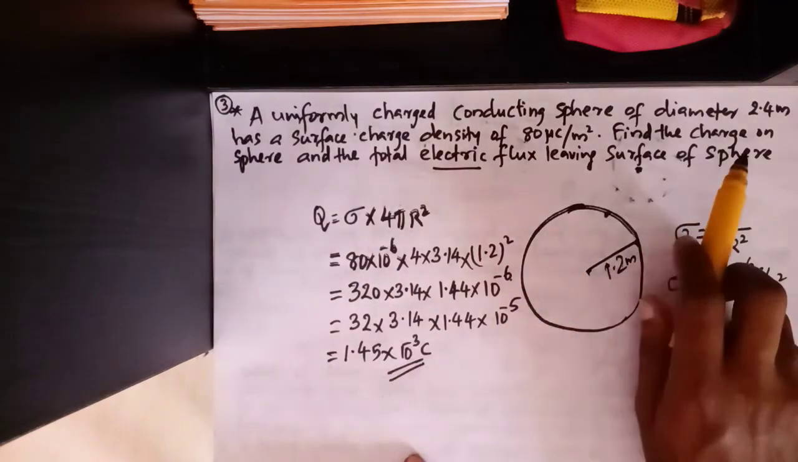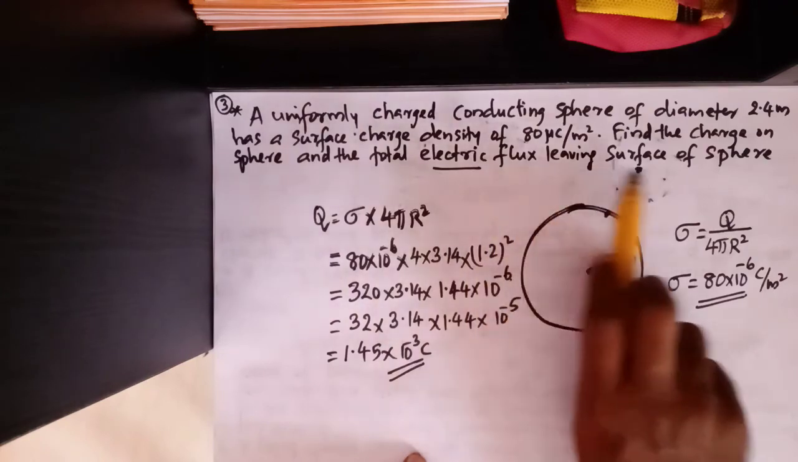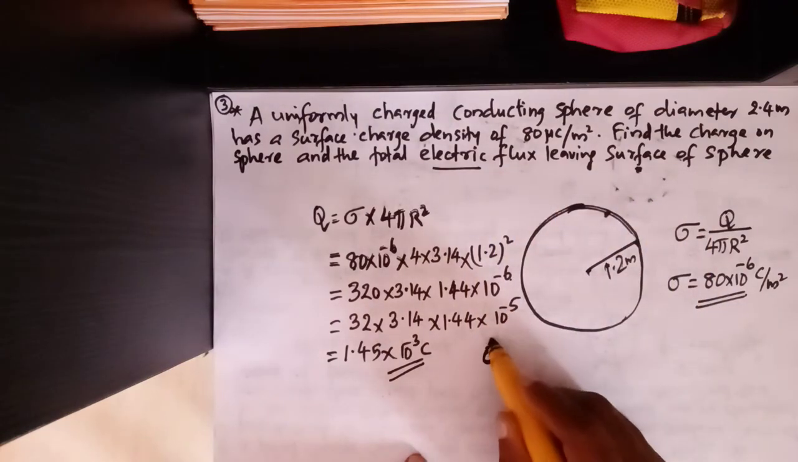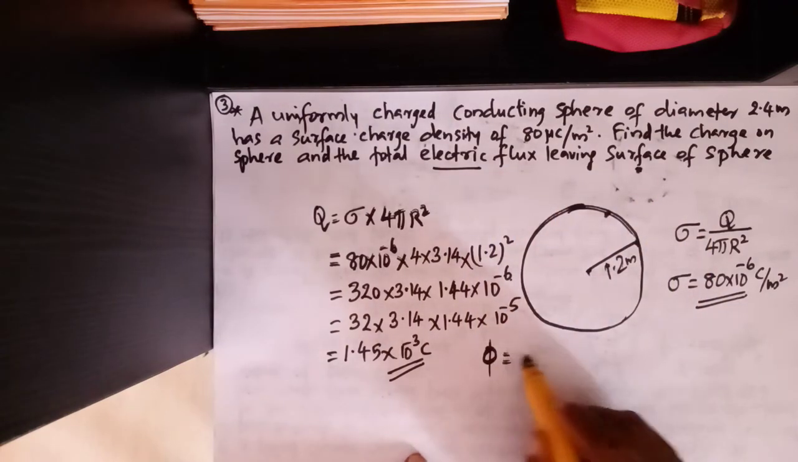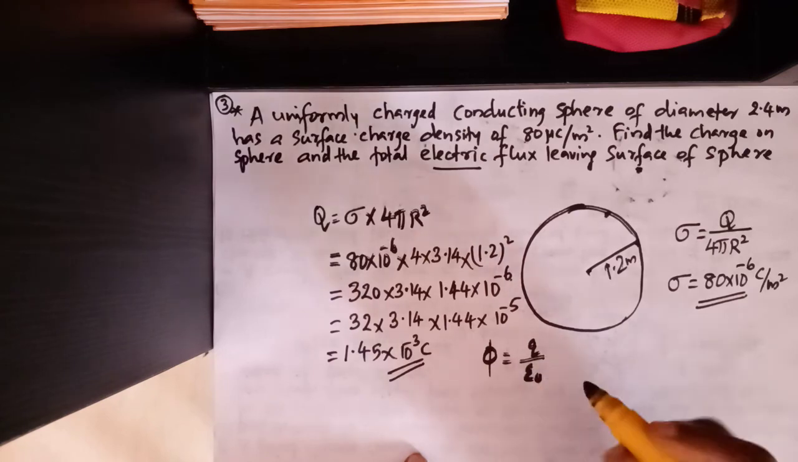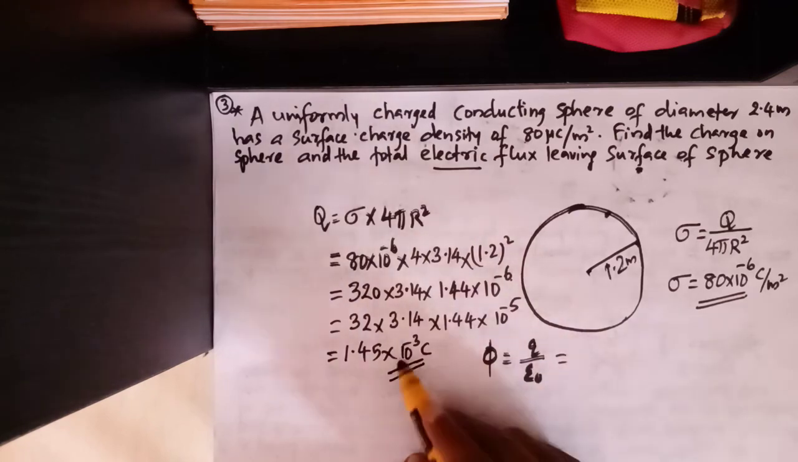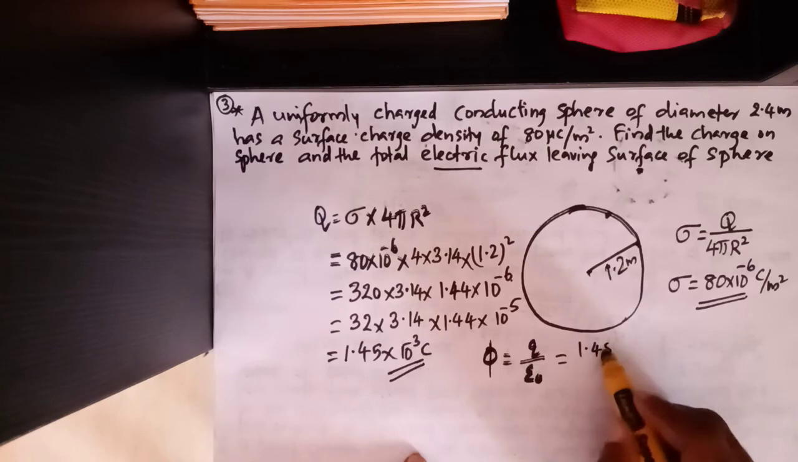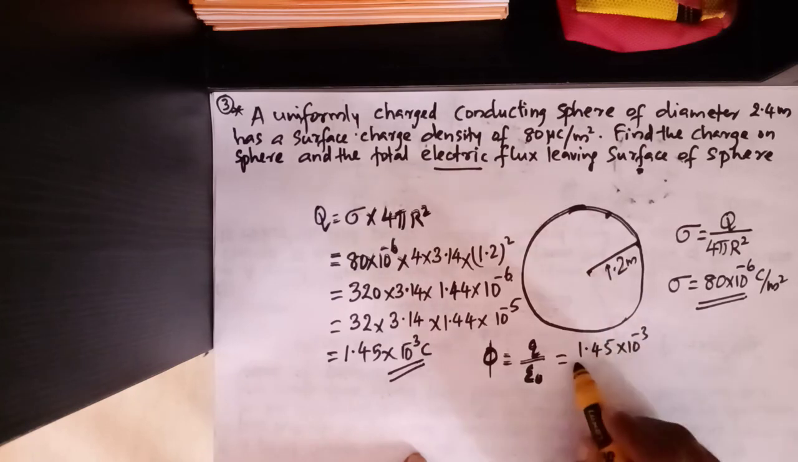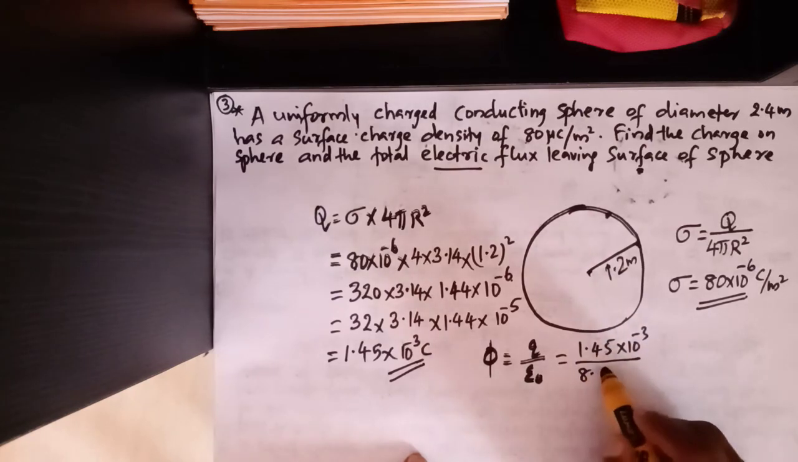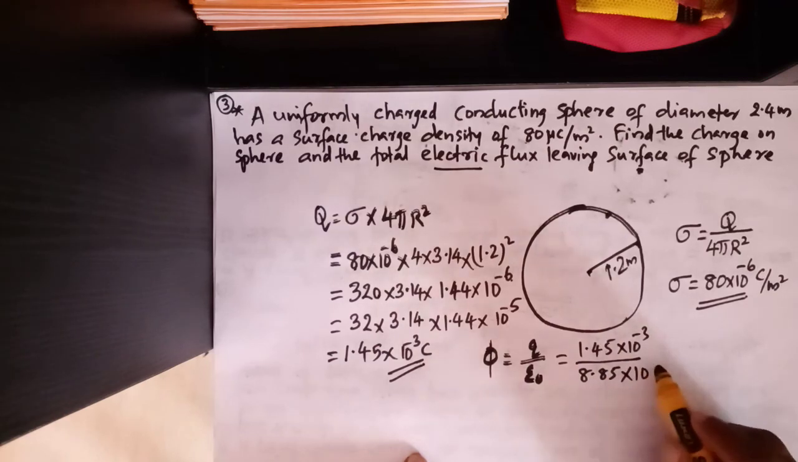Now we need to find not only the charge, we need to find the total electric flux also. By Gauss's law, what is the equation for flux? Flux is equal to q by epsilon 0. So what is q here? This is q: 1.45 into 10 raised to minus 3, by epsilon 0, which is 8.85 into 10 raised to minus 12.